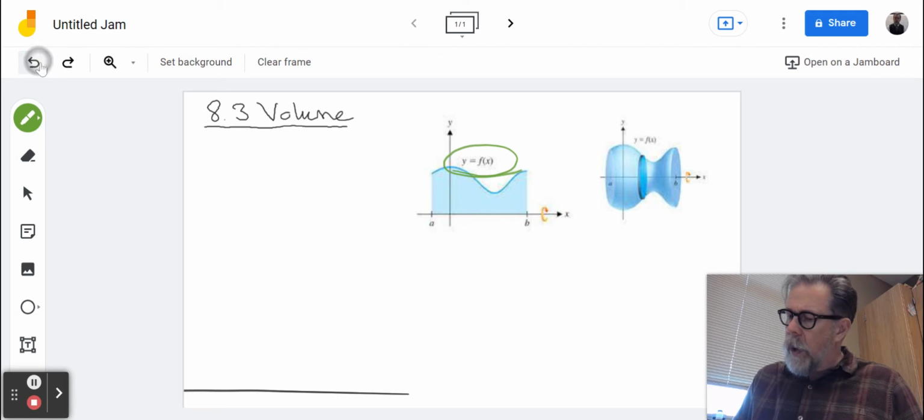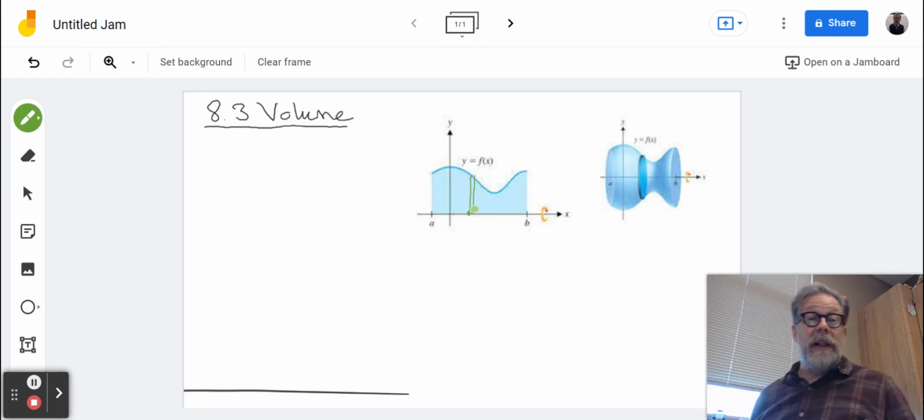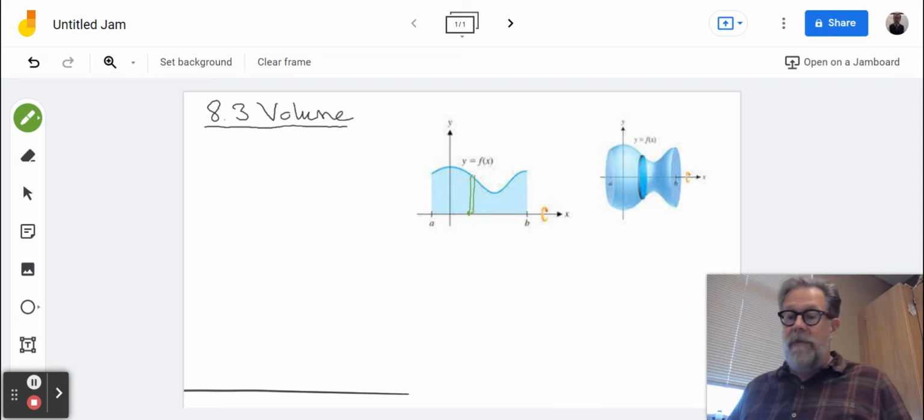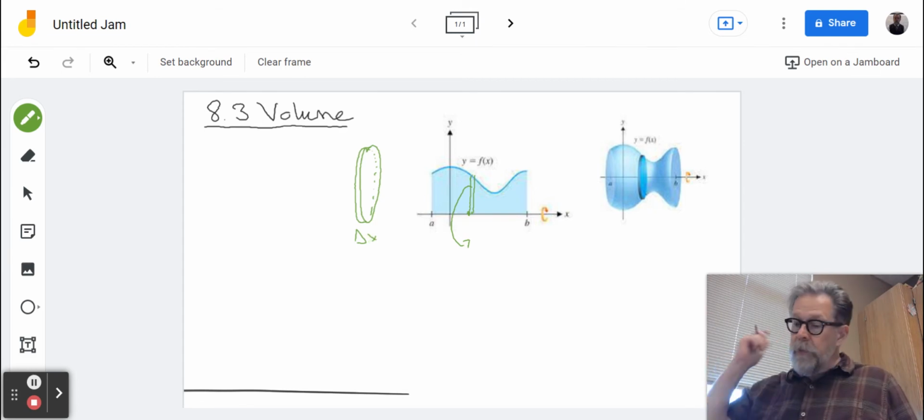So let's think about what we know. If I take some tiny thin sliver, and you hopefully remember that in the last section of the book, we talked about finding the area of that sliver. But instead of calculating the area, I'm going to spin that sliver around the x-axis. Well, what I get when I spin that sliver around the x-axis is a disk. And this disk is very thin. It has width delta x.